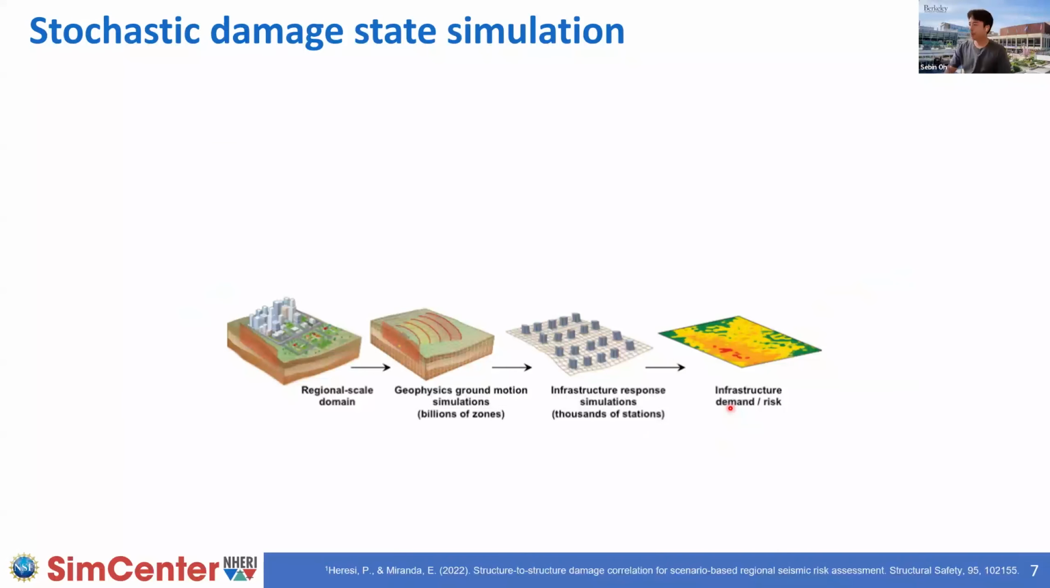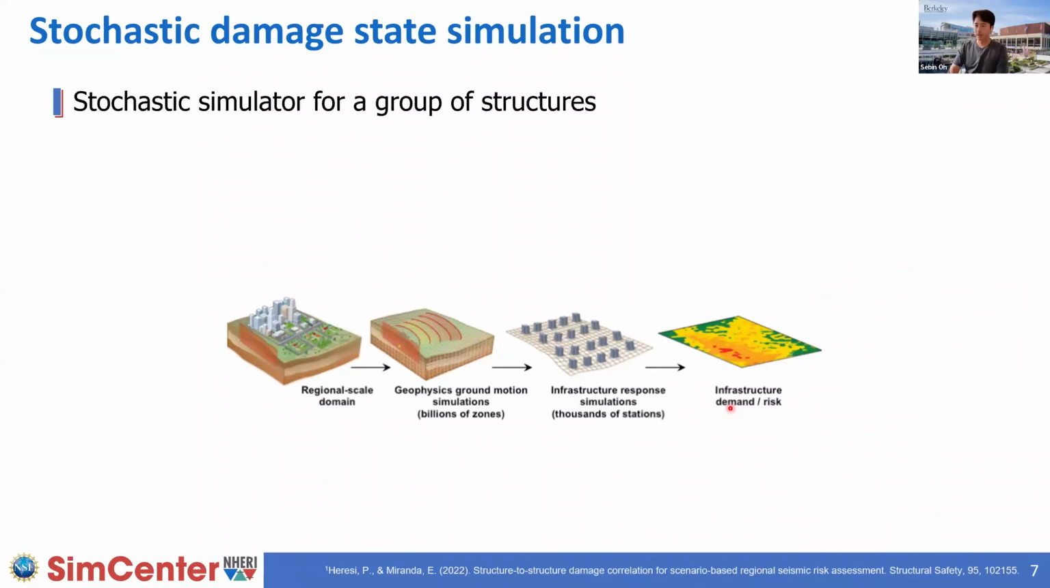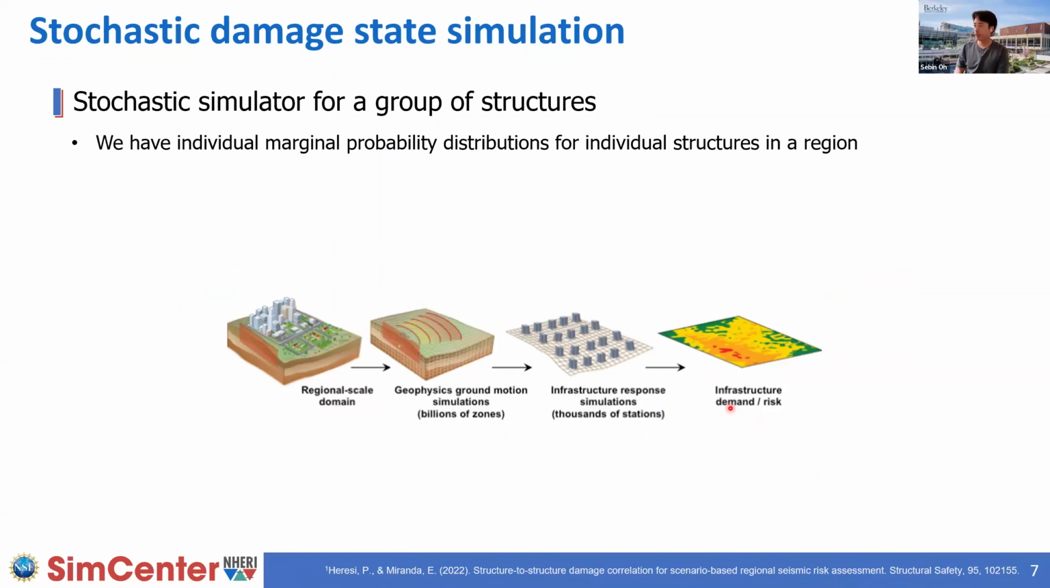Then how can we get the probability for a group of structures? We have fragility curves for individual structures in a region, which means that we have marginal probability distributions like this. But what we need is a joint probability distribution like this. And this joint distribution is different from just a collection of marginal distributions. Those are different.